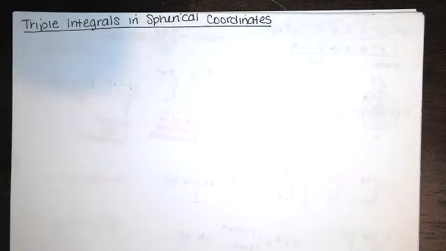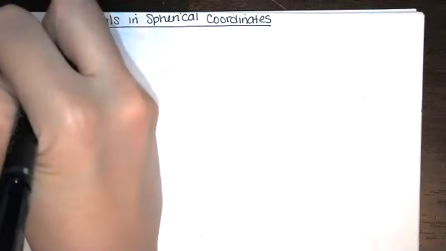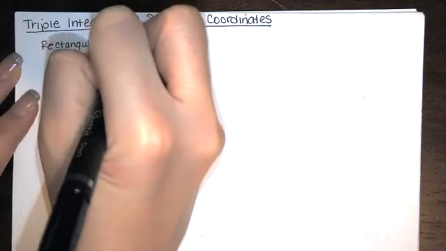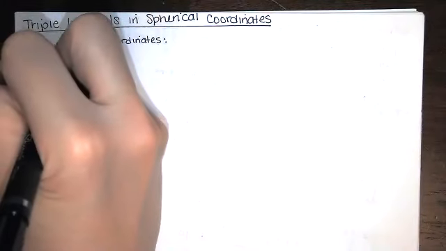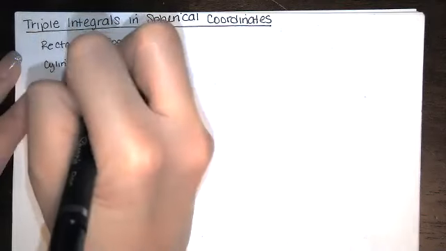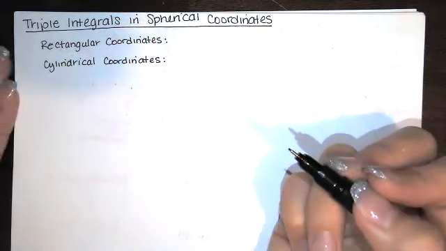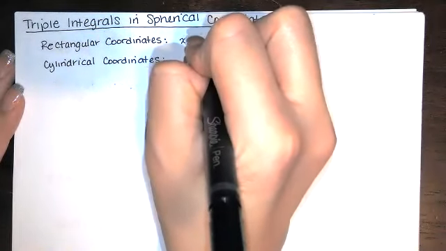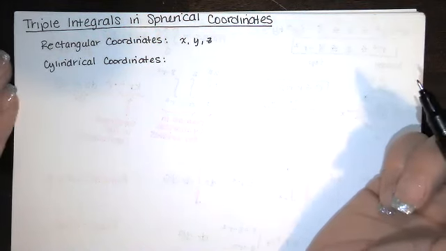In this video, we discuss triple integrals and spherical coordinates. Now, we've discussed triple integrals in rectangular coordinates already and in cylindrical coordinates. Rectangular coordinates are sort of our default. We tend to describe everything in terms of x, y, and z. Those are directed distances from the xy plane, the yz plane, and the xz plane.